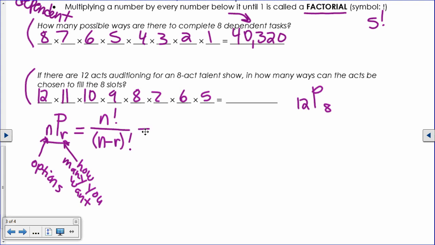So what's n? How many options do I have? 12. So I have 12 factorial in the numerator. And then in the bottom, I'm going to do n minus r, which would be 12 minus 8, which is 4 factorial. So when you're not doing a full factorial, you're cut off a little bit early, you have to use the permutation formula like this. Okay? So in your calculator, same thing, just go to 12, and then use your keystroke to get to the exclamation point, and then divide that by 4 exclamation point.